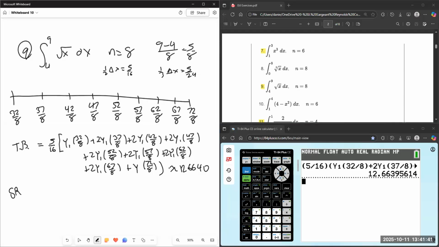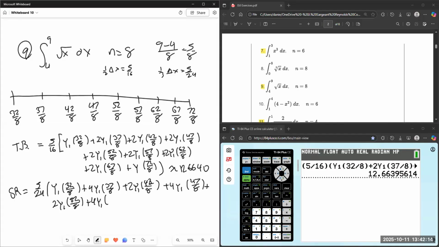So Simpson's rule is going to be 5 over 24 times y1 of 32 over 8 plus 4y1 of 37 over 8 plus 2y1 of 42 over 8 plus 4y1 of 47 over 8 plus 2y1 of 52 over 8 plus 4y1 of 57 over 8 plus 2y1 of 62 over 8 plus 4y1 of 67 over 8 plus y1 of 72 over 8. Let's make our edits here.